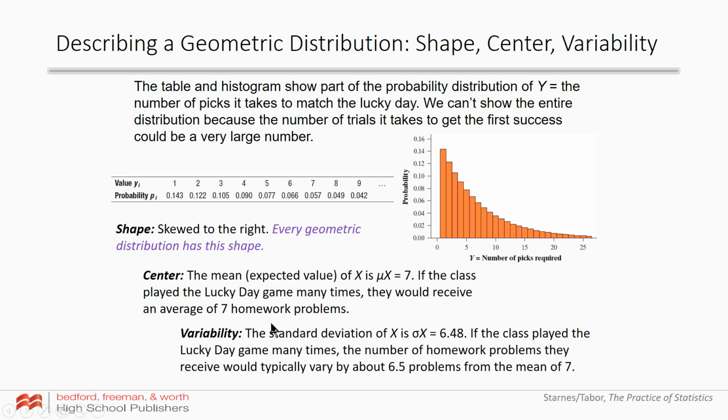Remember, when we talk about interpreting the mean and the standard deviation, it's a random variable. So notice, many times. It's not just that the average number of homework problems is 7. No, it's if we play the game many, many times, they receive an average of 7 homework problems. And that idea of playing the game many, many times, that's the whole idea. That goes back to what the random variable actually is.